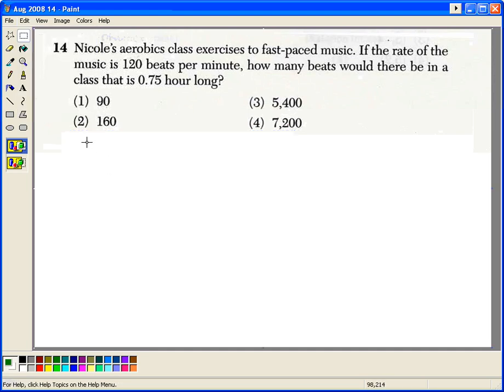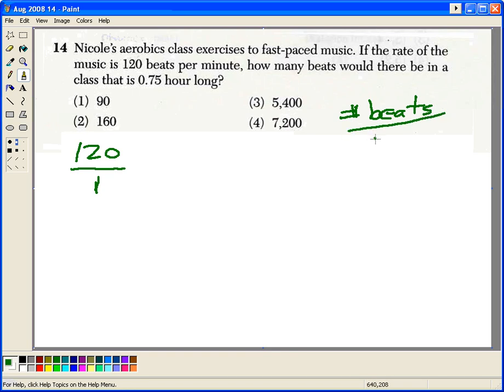What are some facts? We have 120 beats every minute. 1 minute. So this ratio that I just wrote, I'm going to put it over here just so I can keep track. It's the number of beats per minute. How about if I try to keep everything in number of beats per minute? Let's see, what else do I know about this?